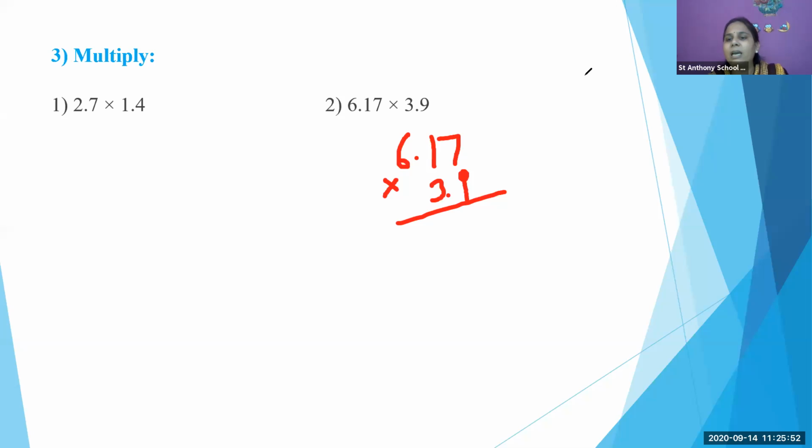Quickly do, Janvi. I can see you, Janvi Deshmukh. You are not doing any sum and you are laughing. Do sums.